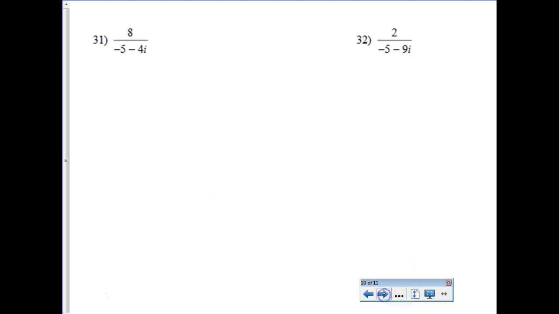So again, slow and steady wins the race on those. Do not go through those without showing work. Alright, dividing. You can't have i in the denominator because i is a radical and it's not allowed. So you multiply by what's called the conjugate of the denominator. So instead of a plus bi, you're going to convert it to a minus bi.